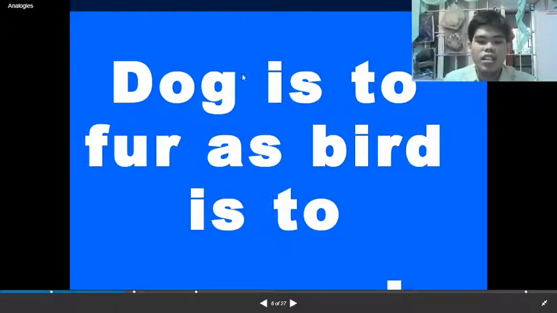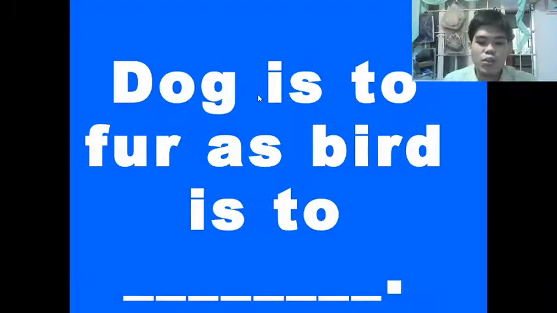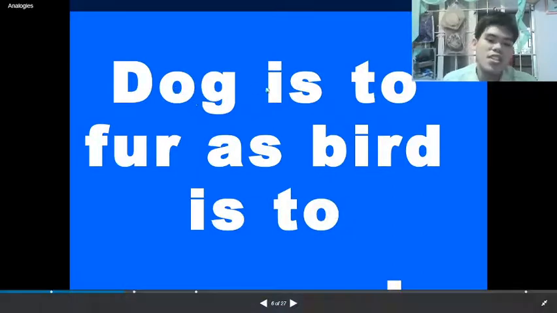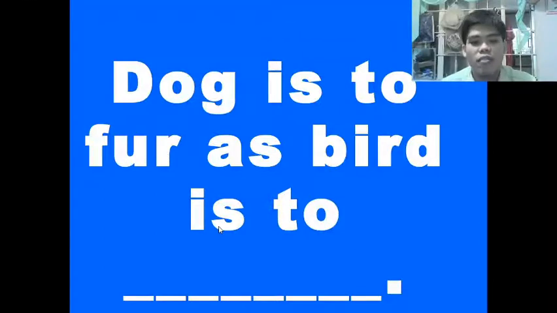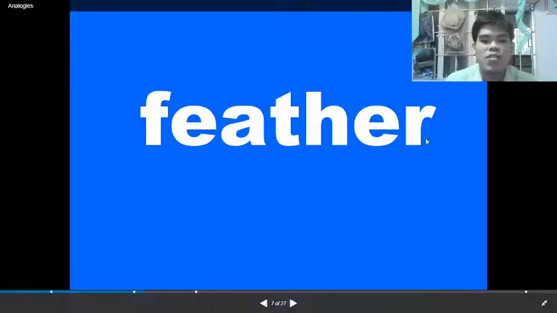So here is another example. Dog is to fur as bird is to. If dogs have fur, then birds have what? Of course, they have feathers. So you see, feather.